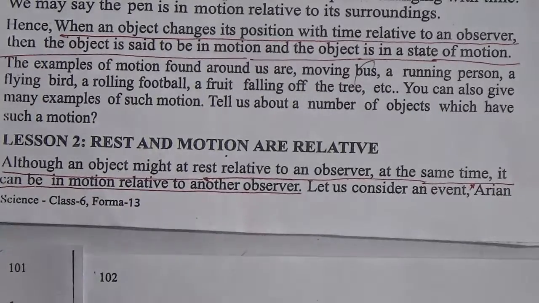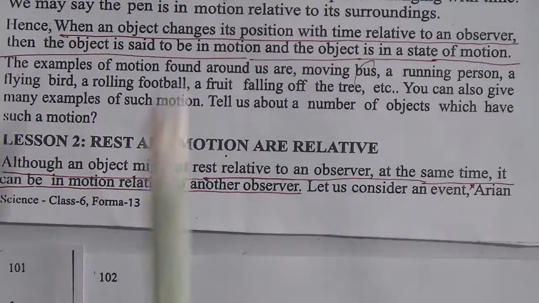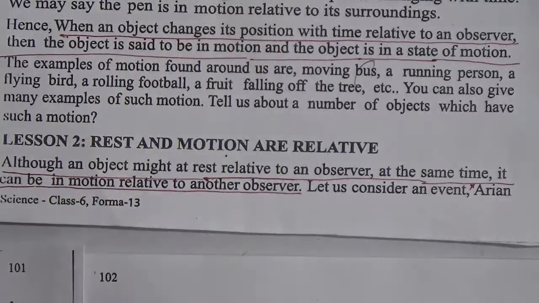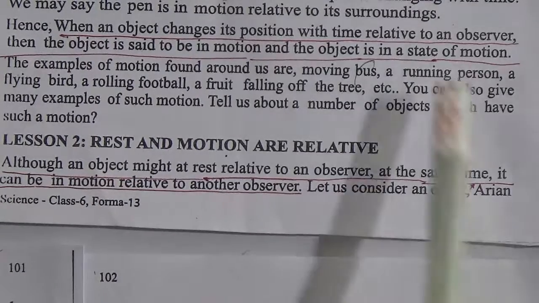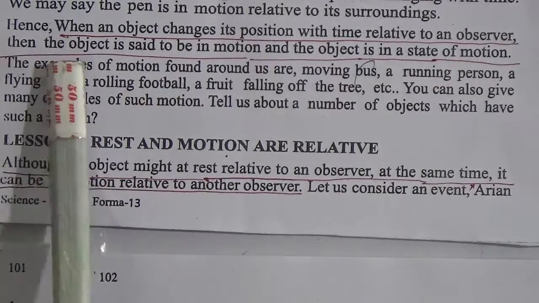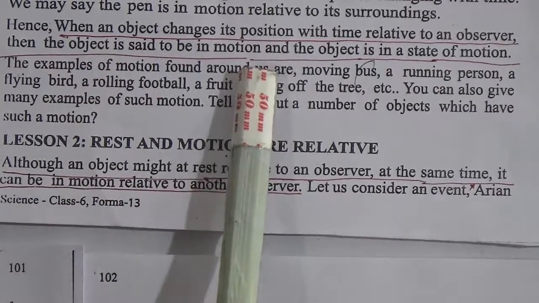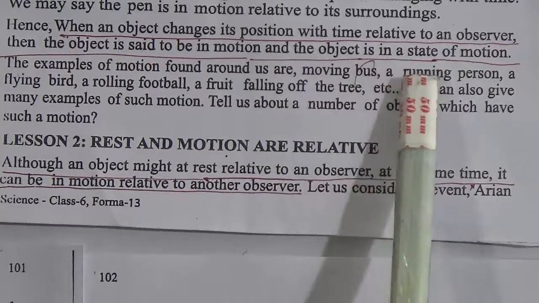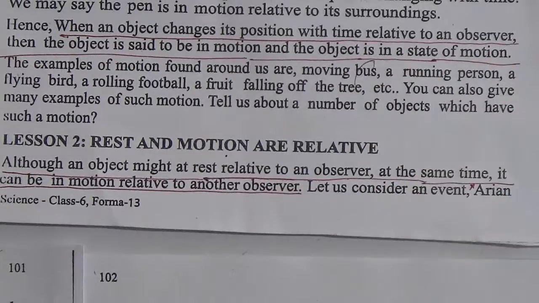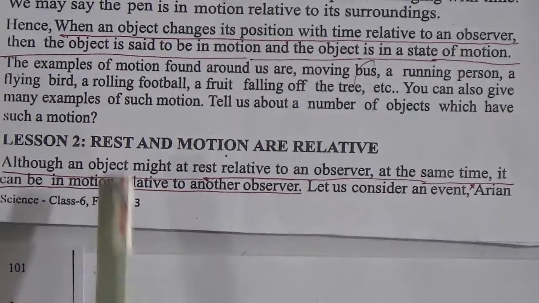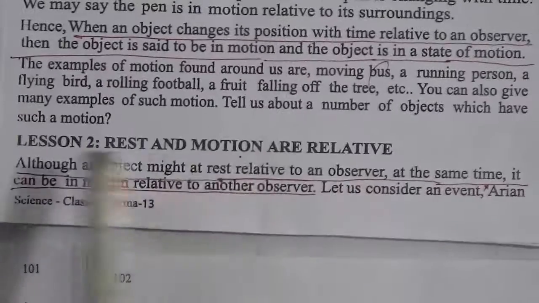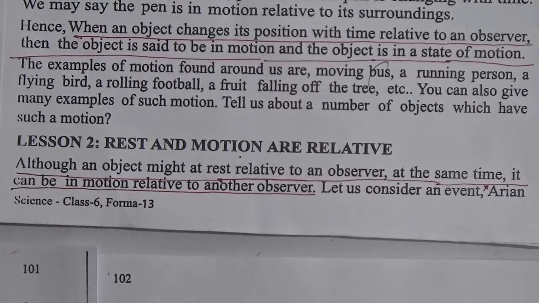So, we call it a motion state when an object changes its position with time relative to an observer, then the object is said to be in motion and the object is in a state of motion. Now, rest and motion are relative. How are rest and motion relative?